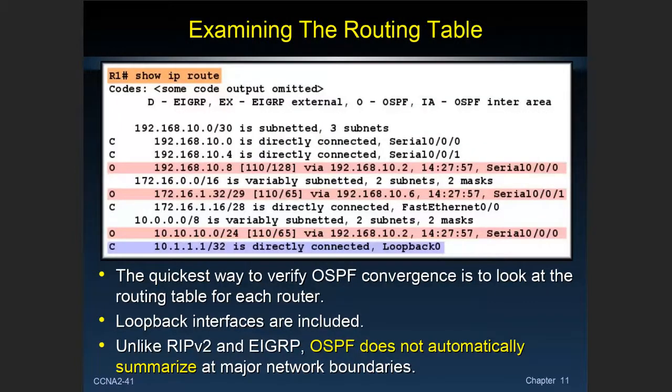Now let's look at our routing table, show ip route. We have some C's, directly connected networks. In our newer routers, we have L for the local address, the actual IP address.